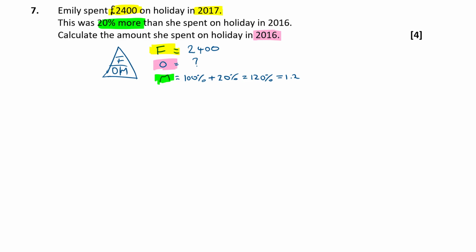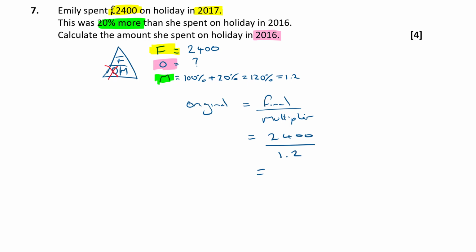Okay, so if I want to find the original, we put our thumb on the O, and it tells me what to do with the other two things. So the original equals final divided by multiplier. In this case, the final was 2,400. The multiplier is 1.2. So how many 1.2s go into 2,400?